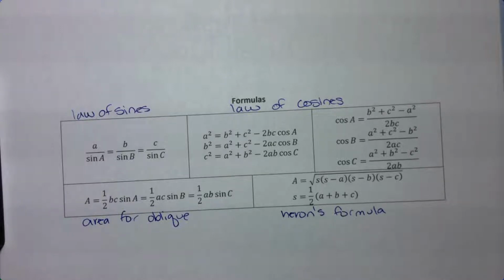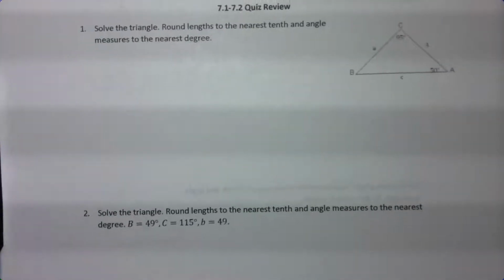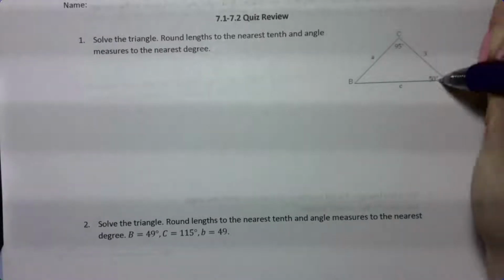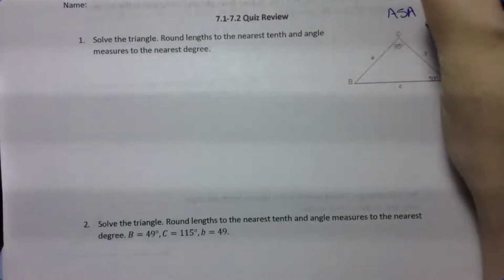Okay. So then I'm going to go back to my front side. I need to decide what kind of triangle this is, or which kind of formula I'm going to use for this triangle. I have an angle, a side, and an angle. So this means I want to use law of sines.